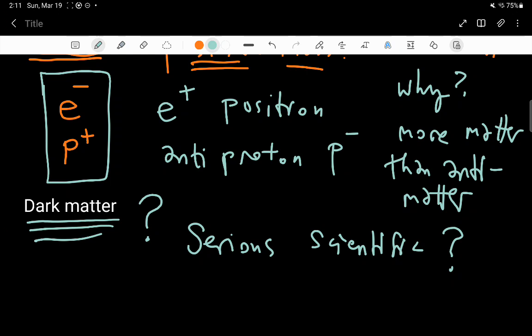Astronomers see the evidence that there must be more material in the universe. So they see evidence for more material, but they don't actually see the material itself. So it's referred to as dark matter.